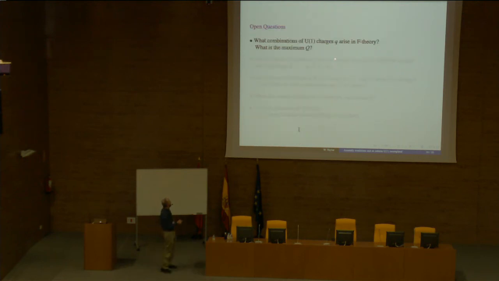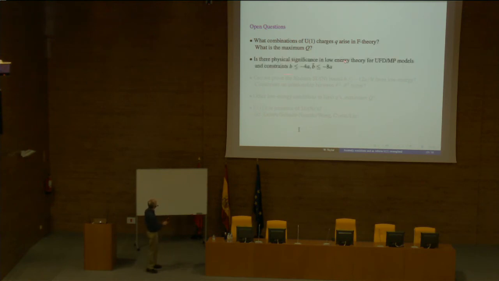Let me just summarize. Basically this talk is presenting you with a list of challenges and questions. What combinations of U1 charges can arise in F-theory? We don't know. What is the maximum Q? Maybe it's 6. Can we prove it? We might hear something about that later this afternoon.